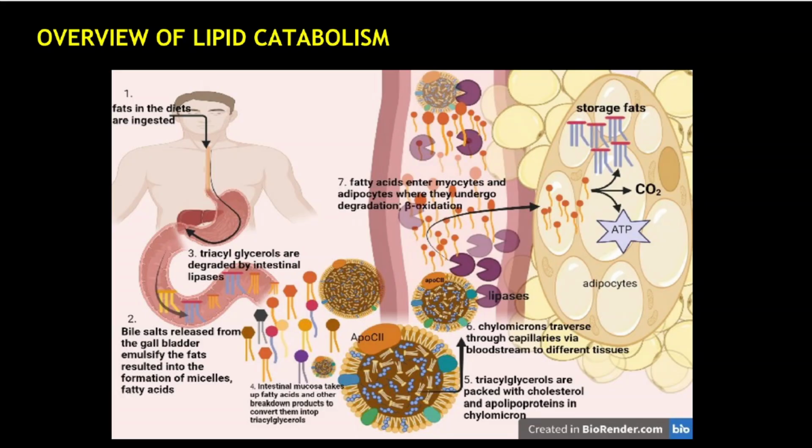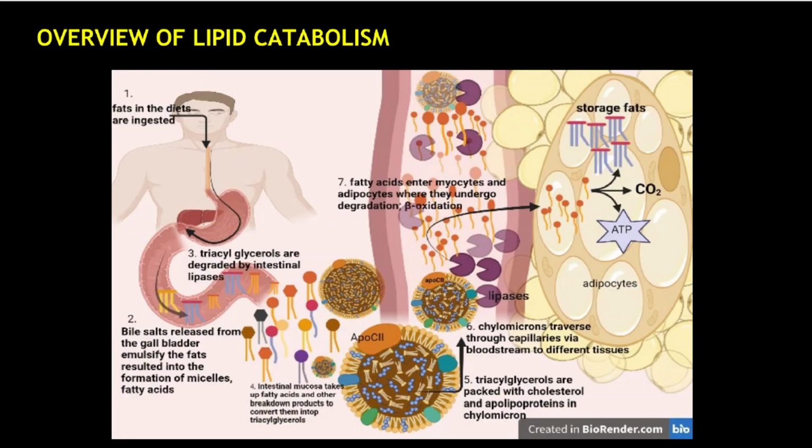Now, lipid metabolism. Till now, we were discussing carbohydrate metabolism. Now, the turn comes for lipid catabolism. So, what happens in the case of lipid catabolism? Whenever we ingest fat in our diet, it enters the stomach, the triacylglycerol, and through the stomach it enters into the small intestine.